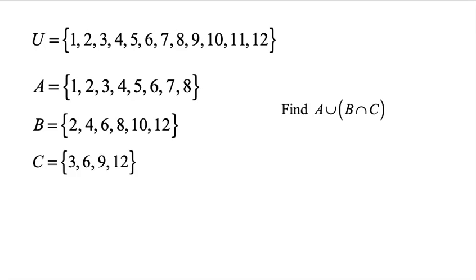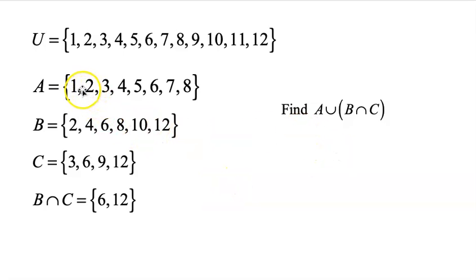And what I'm looking for here is the set A union (B intersects C). Now, order of operations are important. So the parentheses here tell me that I should do B intersects C first. So what are the items that are common in both B and C? 2? No. 4? No. 6? 6 you can see is in B and C. 8, no. 10, no. 12, yes. So B intersects C gives us the items 6 and 12.